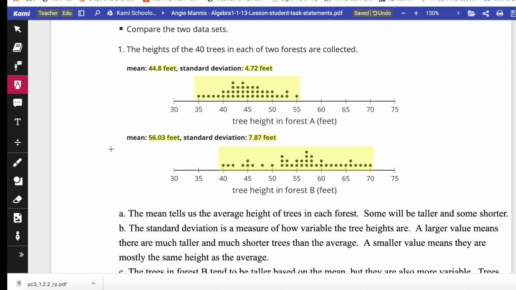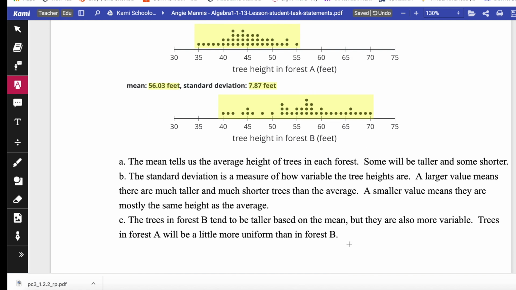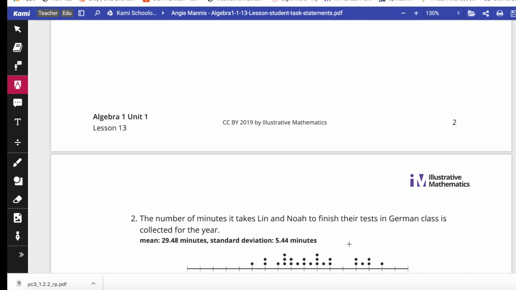So I hope this is helping you see what the mean is talking about, which is the measure of center, and then the standard deviation, which is how spread out the data is from the mean. Again, if I'm going too fast, always feel free to pause so that you can catch up.